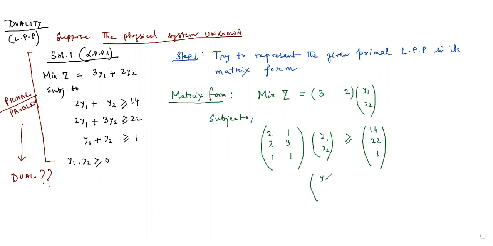And lastly, we can write the vector Y greater than or equal to 0. Matrices are sometimes known as vectors. If you have heard about linear algebra, the set of all matrices of any order with respect to matrix addition and scalar multiplication is a vector space, and elements of this vector space are actually called vectors. So matrices are also vectors. So this vector is greater than or equal to 0.